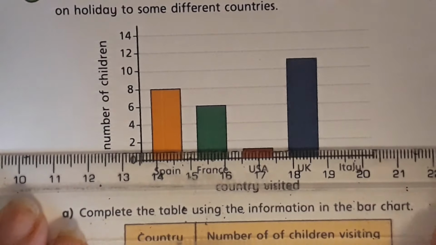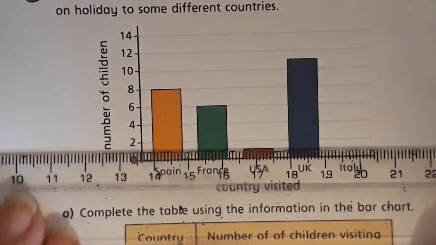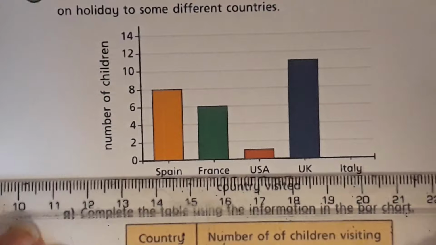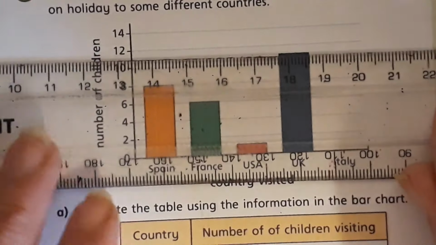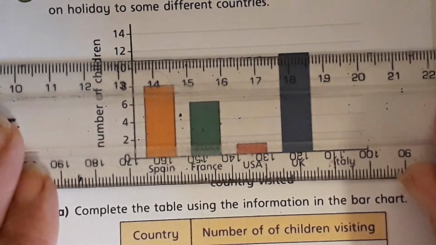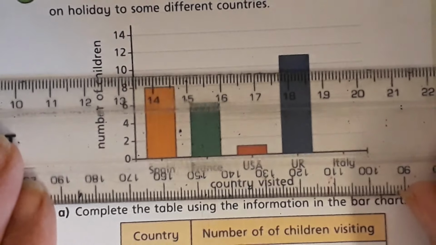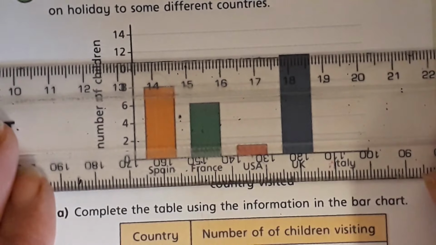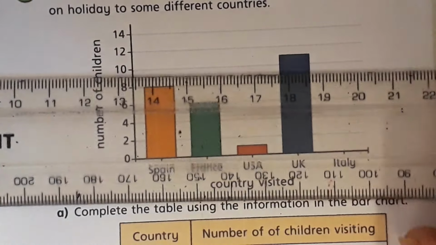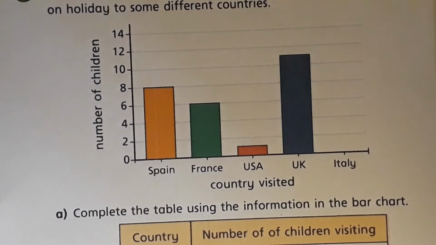Because, for example, with the USA, it is actually between 0 and 2. And if we come here, this is the UK, the number of people who went to the UK is between 10 and 12, so you've got to think what number is halfway between 10 and 12.